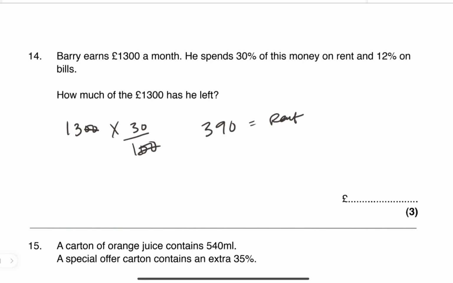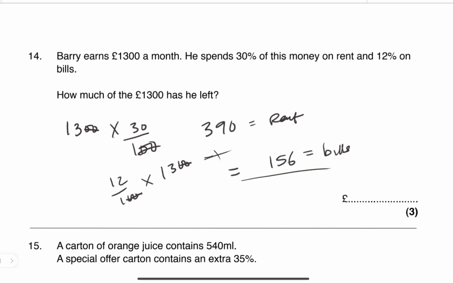12% on bills. So that is 12 over 100 times 1,300. This cancels out the 2 zeros. And 12 times 12 is 144. Then 12 times 13 would be 144 plus 12, which is 156. So 156 for bills. So if we add these two together, that will give us 546.